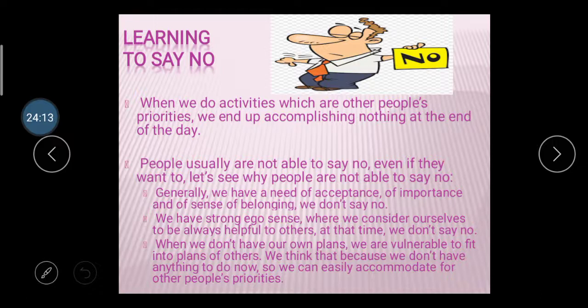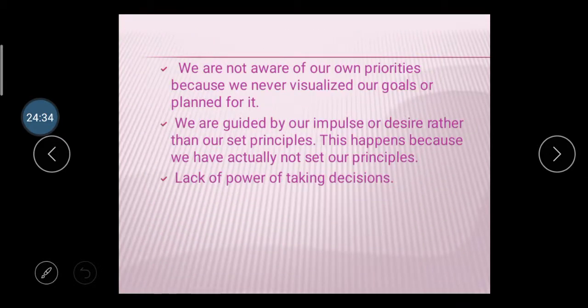Then, when we don't have our own plans, we are vulnerable to fitting into others' plans, and we think that because we don't have anything to do, we can easily accommodate other people's priorities. So this is one reason we cannot say no. Then we are not aware of our own priorities, and we cannot visualize our goals and plan for them. Some people help others and cannot focus on their goal, so they cannot say no to anyone.